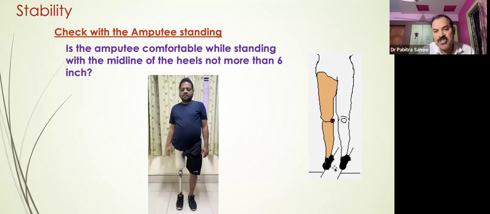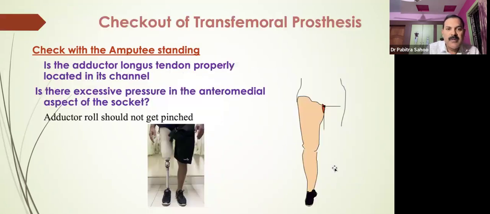Many times the patient has poor stability, and the patient will adjust by standing with the abducted leg more than 10 inches apart. So the best way of examining stability is to ask the patient to stand with both feet 6 inches apart. If he can, then the stability is good. Then look for whether the pressure over the stump is acceptable or not. Is there any undue pressure? Is the patient very uncomfortable with undue pressure from any wall of the prosthesis? Ask the patient from the beginning.